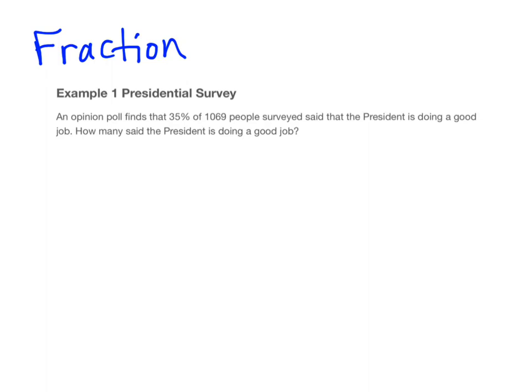First, percentages can describe fractions. So here's an example. An opinion poll finds that 35% of 1,069 people surveyed said that the president is doing a good job. How many said that the president is doing a good job?